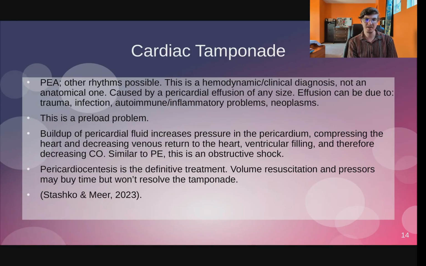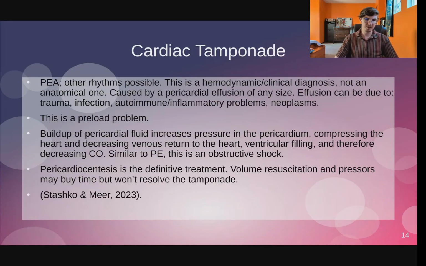And tamponade is a hemodynamic/clinical diagnosis, not an anatomical one. This is caused by a pericardial effusion of any size, potentially. The effusion itself can be due to a number of things: trauma, infection, autoimmune or inflammatory problems, and neoplasms. This one, kind of like the PE earlier, is also a preload problem.